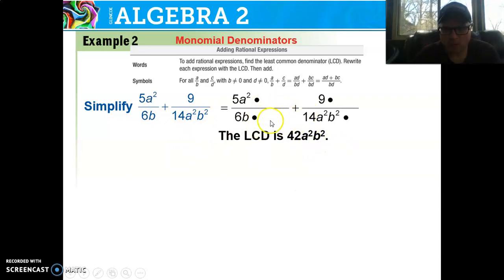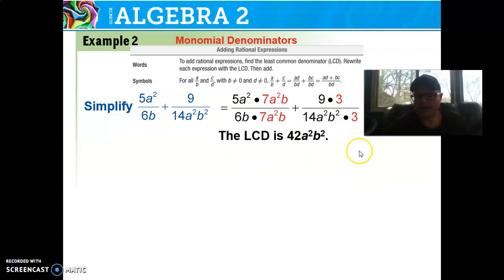So what do we need to multiply here to make this be 42a squared b squared? Well, we need to multiply it by 7a squared and then b. And if we do it to the top, we do it to the bottom. What do we need to do here in order to make this be 42a squared b squared? Well, we already have the a squared b squared, so I think we just need to multiply it by 3, since 14 times 3 is 42, and if we do it to the top, we do it to the bottom.